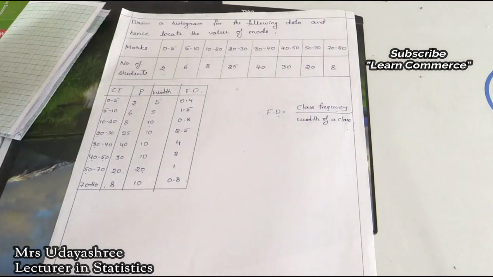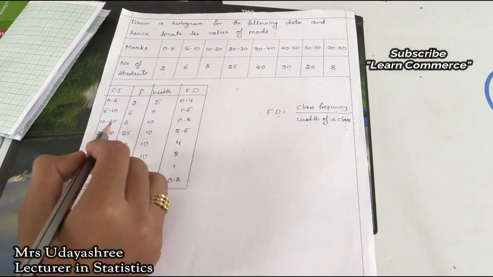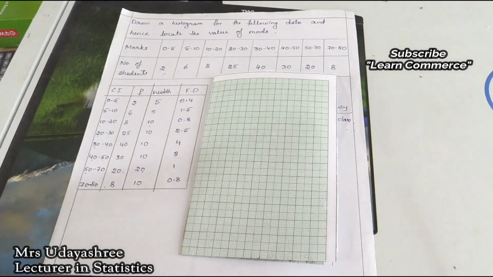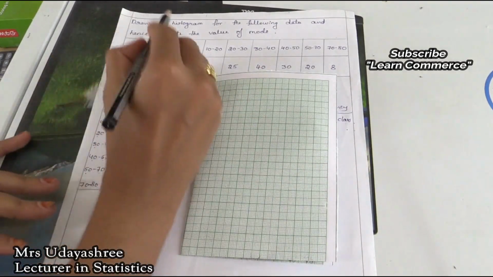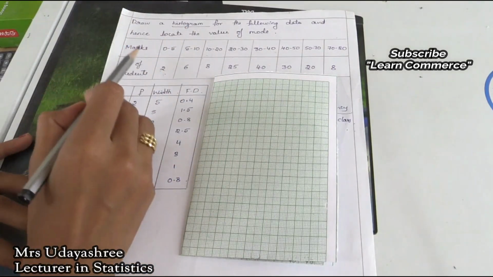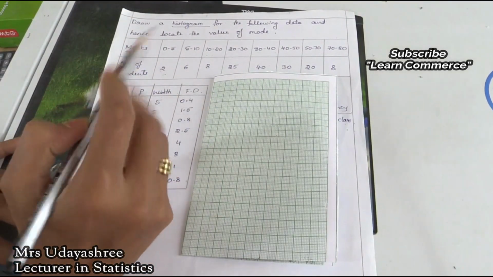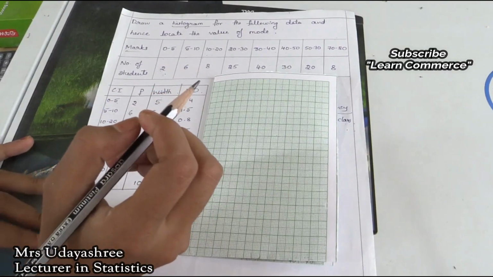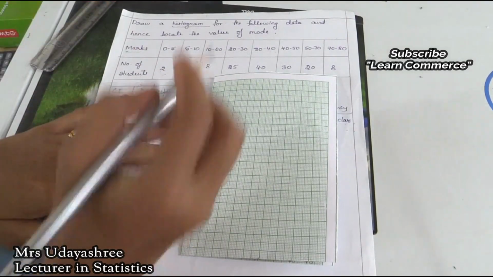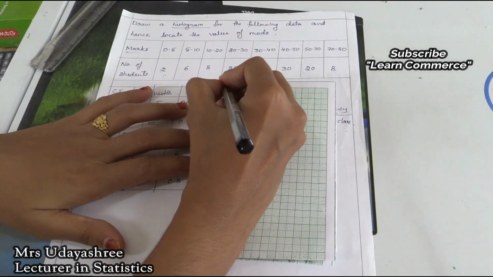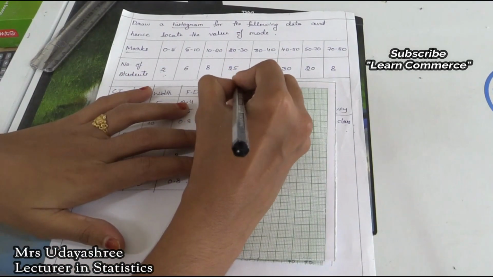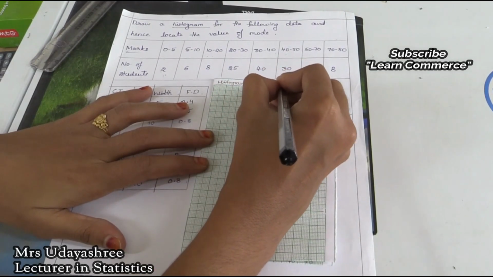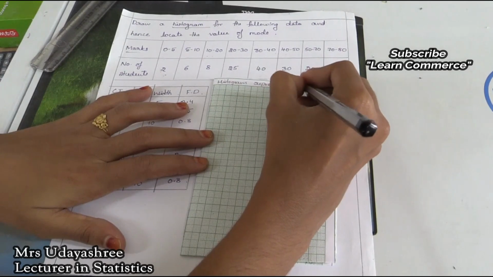After that, using this frequency density and class interval, we can draw the histogram. A suitable title for this histogram: we need to draw a histogram and the given information is marks and number of students. Therefore a suitable title is "Histogram represents the marks of students." That title I will write here: histogram represents marks of students.